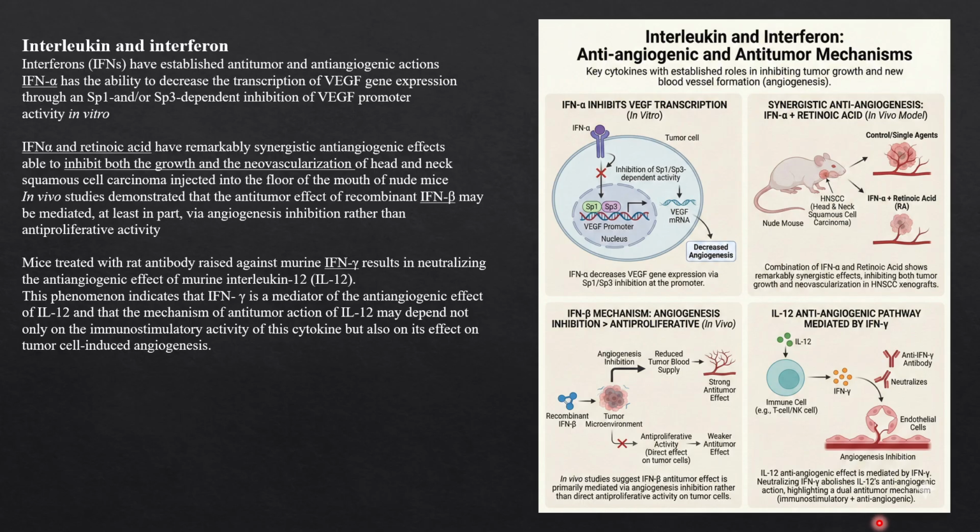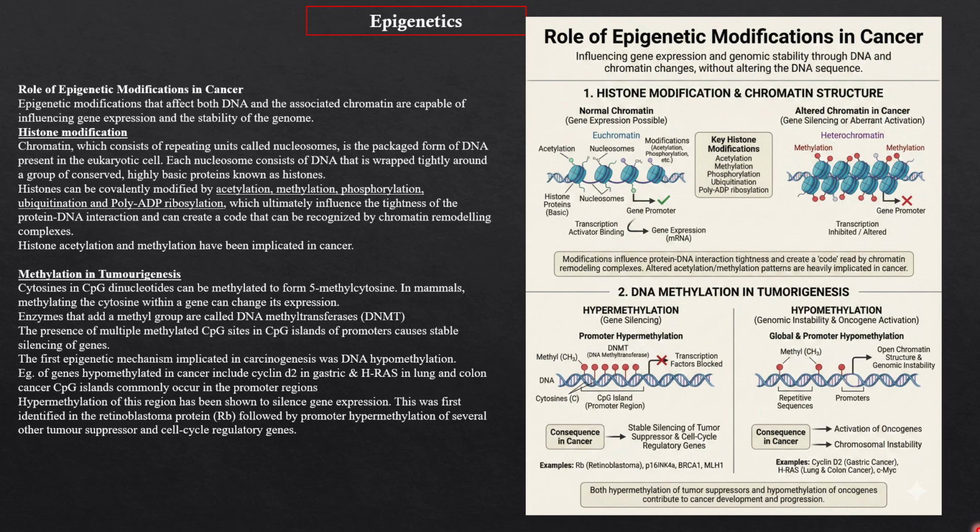IL-12 stimulates immune cells like the T cells and the NK cells, or natural killer cells, to produce IFN gamma, which further suppresses angiogenesis. This mechanism demonstrates that immune signaling pathways can effectively target tumor vascularization and growth.